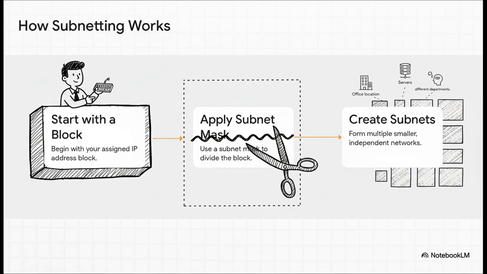So how does it work, from a bird's eye view? Well, a network engineer starts with their main address block. They then use this special tool called a subnet mask to slice off a portion of the address. And this effectively turns one big network into lots of smaller, independent ones. One for the sales department, one for engineering, one for guest Wi-Fi, and so on.